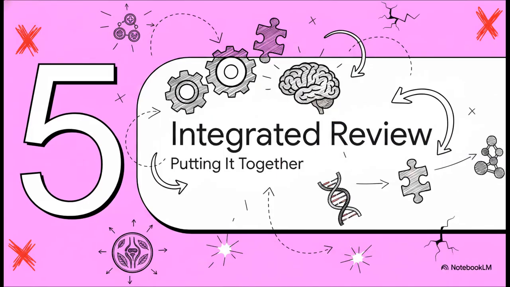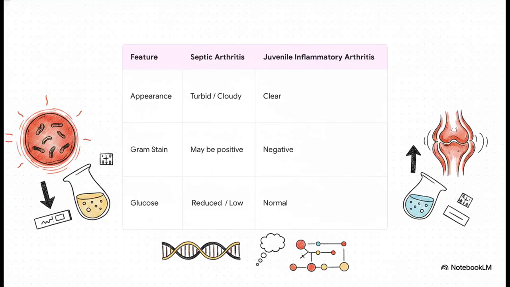Excellent, you're doing great. Let's pull all of this together now in our final section, the high-yield integrated review. This is where we're going to really solidify these connections and point out some common exam traps. So here's a classic point of confusion, a common exam scenario. A child comes in with a single swollen, hot joint. Is it a bacterial infection or is it just sterile inflammation?